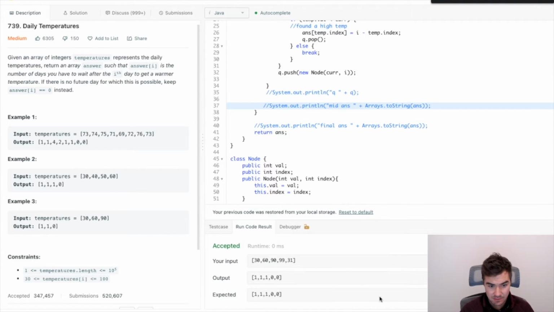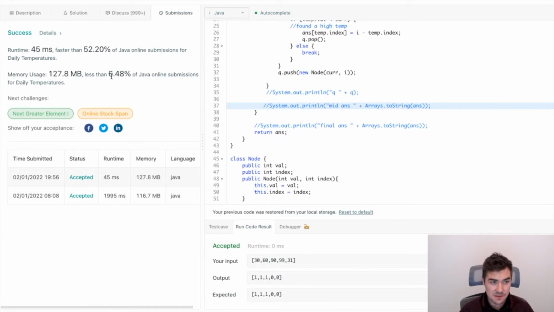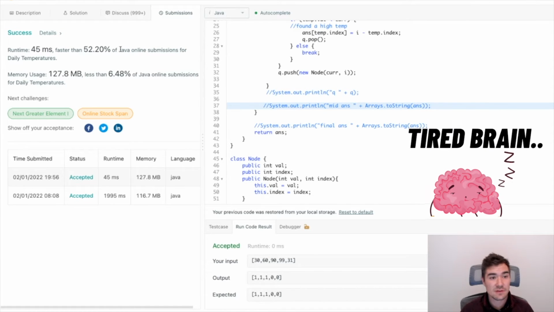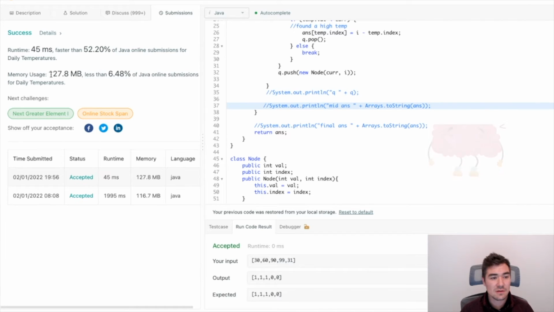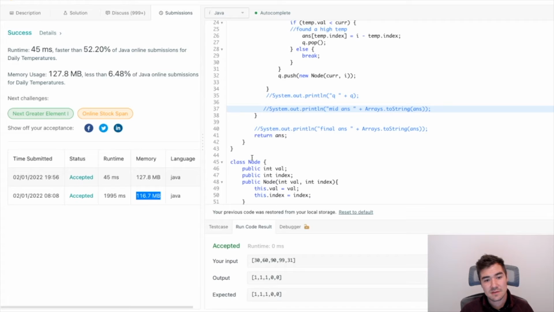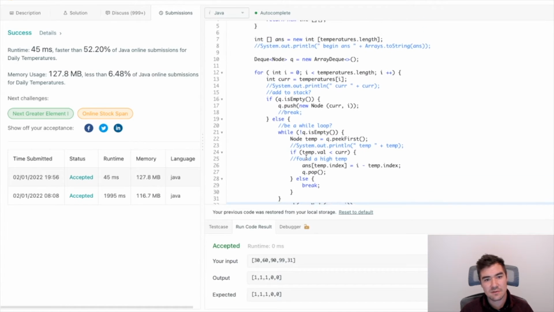Okay, run the code. Looks great. All right, and let's try to submit it. Great. So this is a lot faster. It's 52% faster than Java online submissions, and it uses a lot of space with the memory usage. Before we didn't use as much space because we didn't have this extra object, and we didn't use a queue. But this is significantly faster.